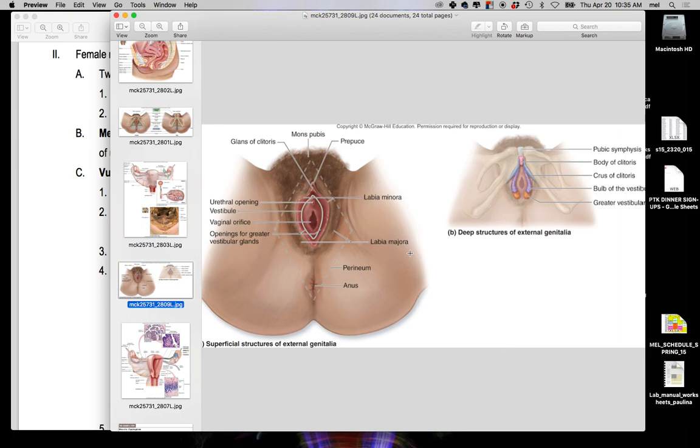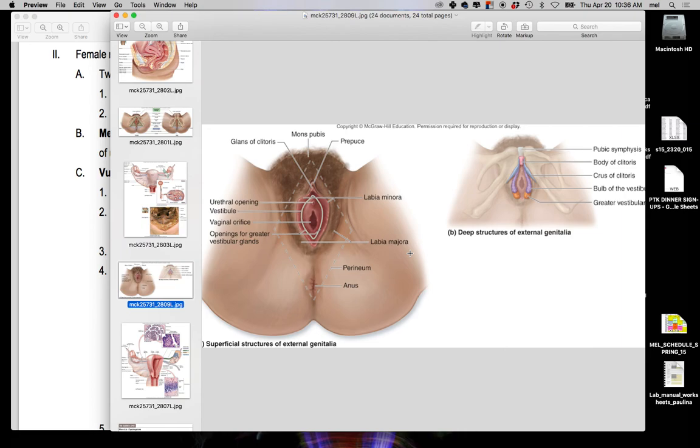Inside the vestibule, you find some things that you have known about and one that you might not know about. This is the external urethral orifice, or the urethral opening, right? And this is the vaginal orifice. Okay, so most people know about that. I can't even tell you how many of my students are not aware that males have two holes and females have three holes. You definitely should know that, okay? Otherwise you get situations like we were talking about before.